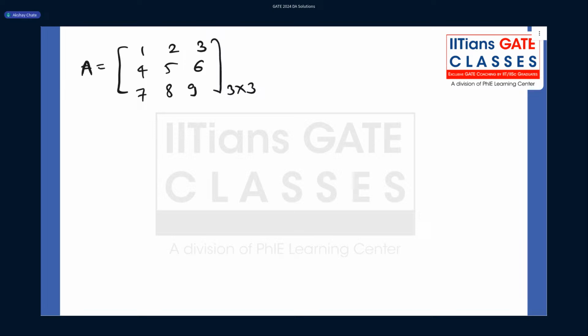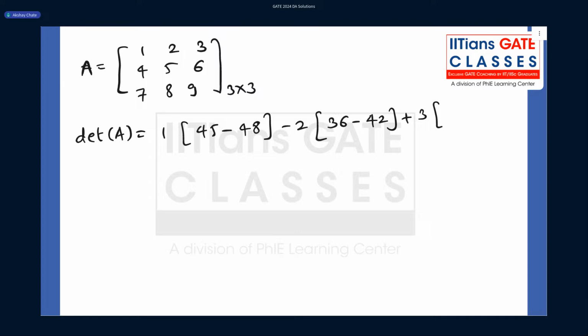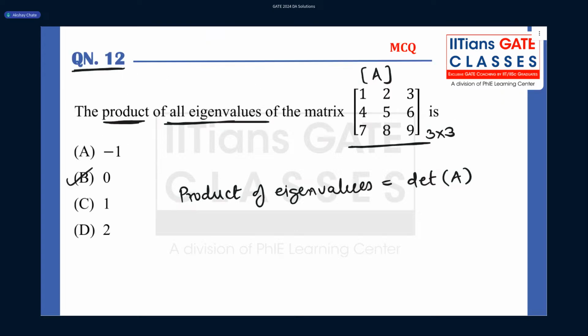So now, what is the determinant? Classical definition of determinant: 1 in bracket 5 into 9, 45 minus 48. Then the second column and minor of that column, so that will be 36 minus 42, and the last term will be 3 into 32 minus 35. So if you further simplify, this becomes minus 3. This is minus 6 into minus 2, that will be plus 12. And this will be minus 3 into 3, that will be minus 9. So the determinant is 0. And therefore, the product of eigenvalues is 0. So option B is the correct option.